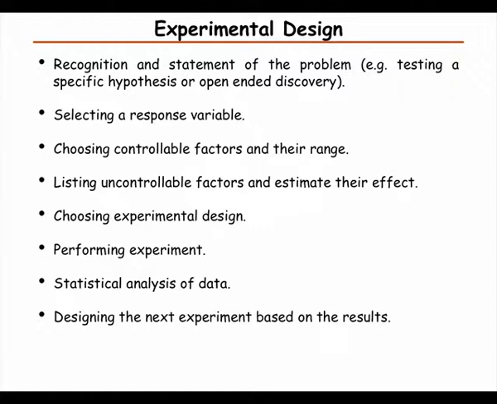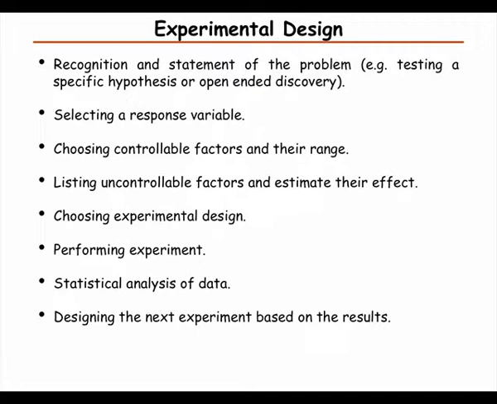And this really starts with first thinking through what it is that one wants to do. What's the question? Is it testing a specific hypothesis, or is it a discovery exercise? Then one would select response variables, and then choose controllable factors and what would be their normal range that one wants to investigate. And then also sit down and think about all the uncontrollable factors and estimate their effect.